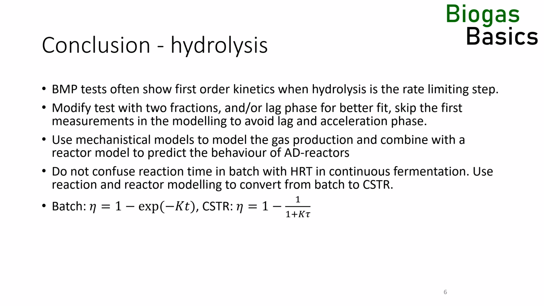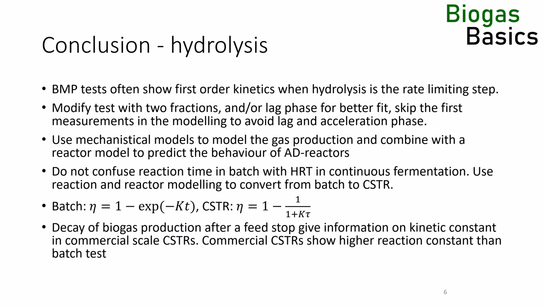If a batch reactor reaches 90% conversion after 20 days, a single-stage CSTR must have a residence time of 78 days to have the same conversion efficiency. This mistake is very common in the AD industry and has caused millions in damages. A better alternative to fitting kinetic constants to BMP tests is to monitor the decay of the gas production of a CSTR after a feed stop, for example when the feeding system breaks down in a commercial biogas reactor.